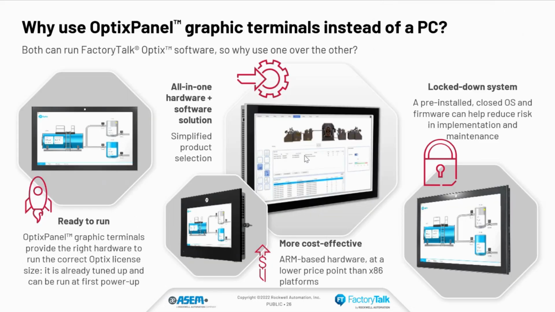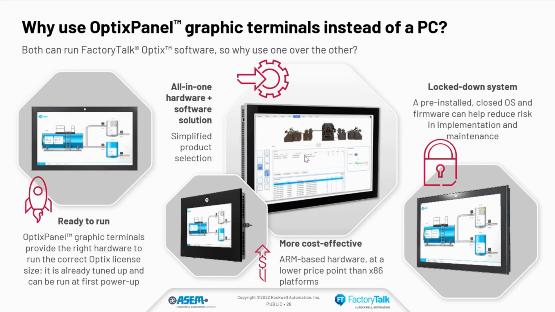So why use an Optix panel over something like an OEM PC or OEM integrated touchscreen? Both of them can run a FactoryTalk Optix application and software. So why use Optix panel? Well, Optix panels are already pre-configured to run FactoryTalk Optix applications, right? They are specifically designed for certain size applications right off the bat. So Rockwell's picked out the processor, the RAM requirements, and power requirements all ready to go in the package. It's a simplified selection. As you may know, some of the OEM offerings can be quite staggering.